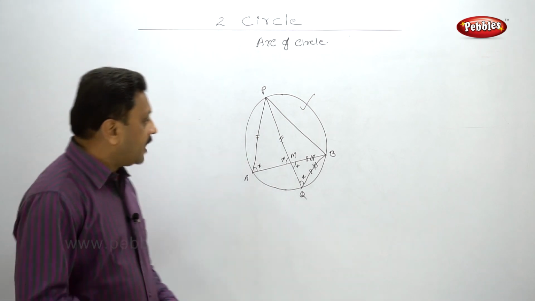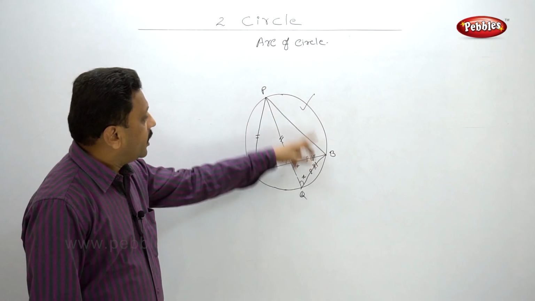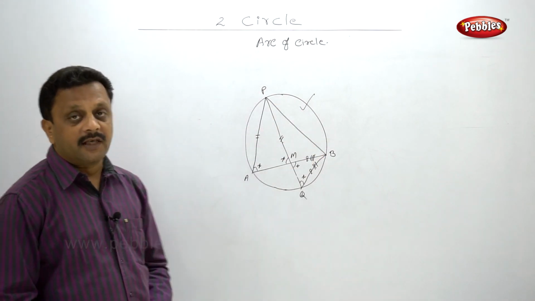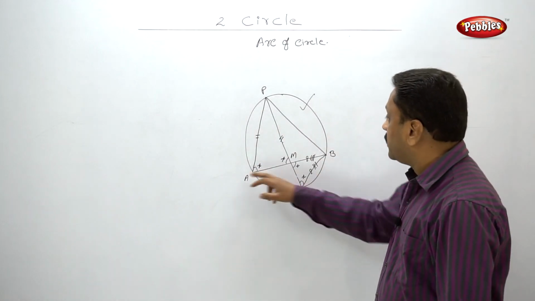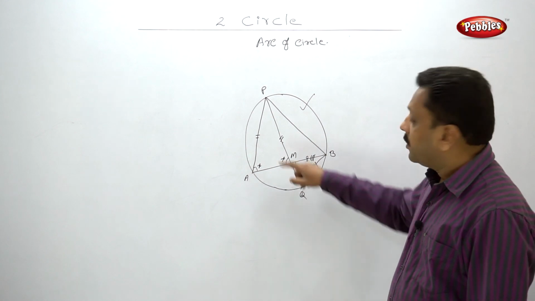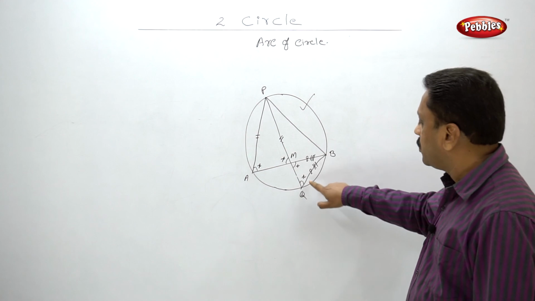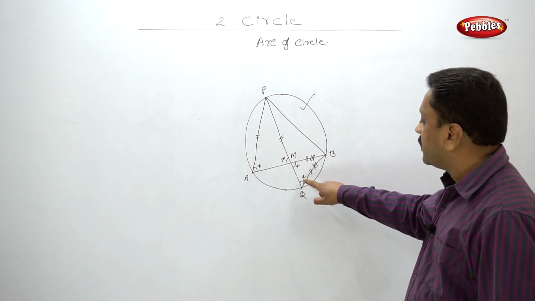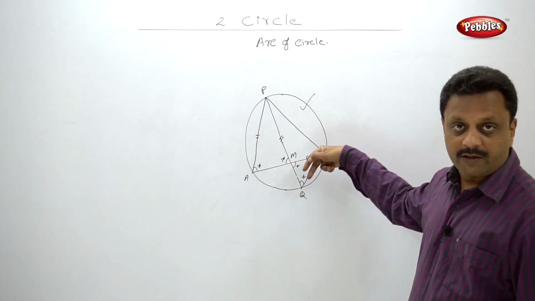Before that you have to analyze this. In this arc, how many angles are subtended? This arc is subtending this angle and this angle. So these two angles must be equal. This is given, these two angles are equal, this is a vertically opposite angle, and so these four angles are equal. Since this is an isosceles triangle, this is also an isosceles triangle.